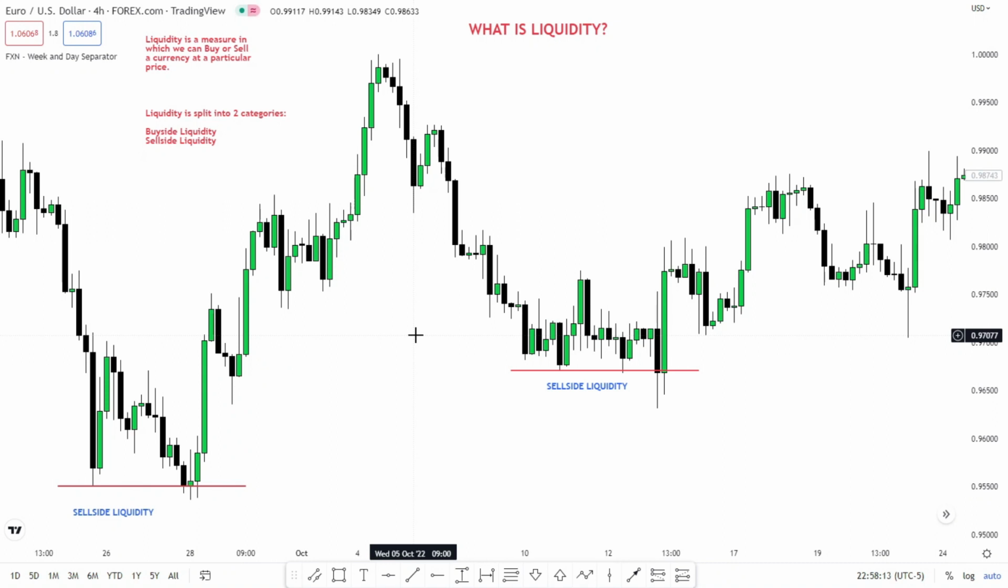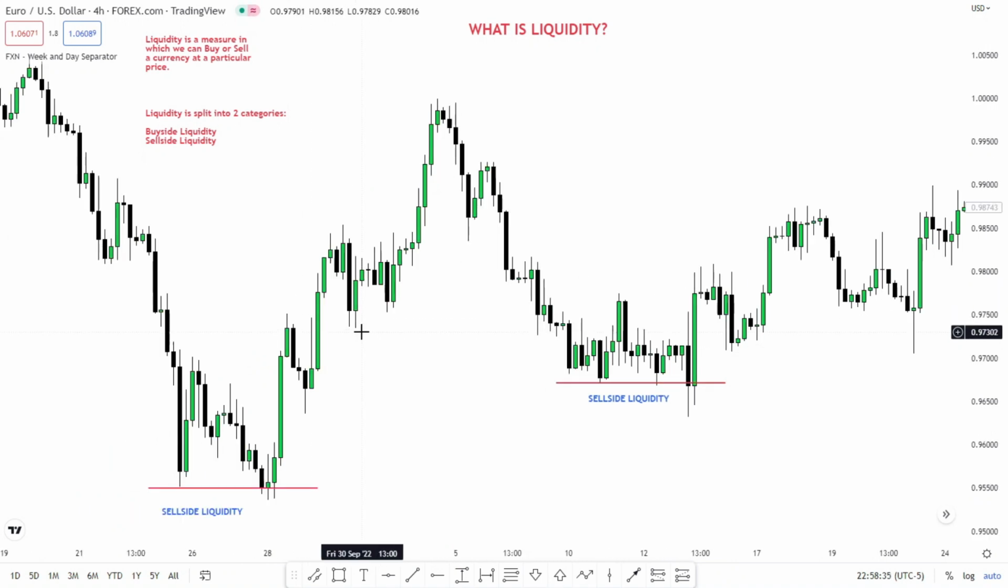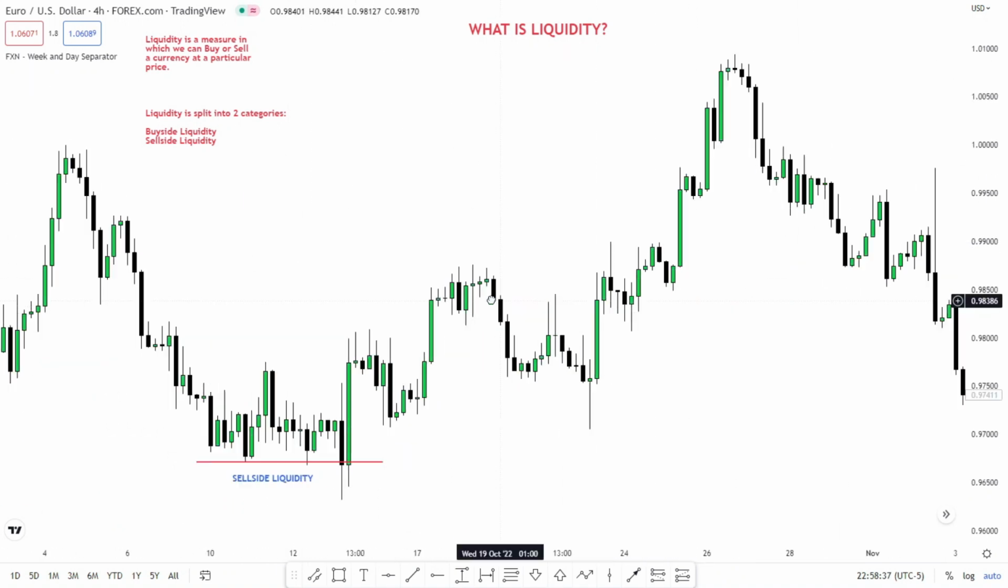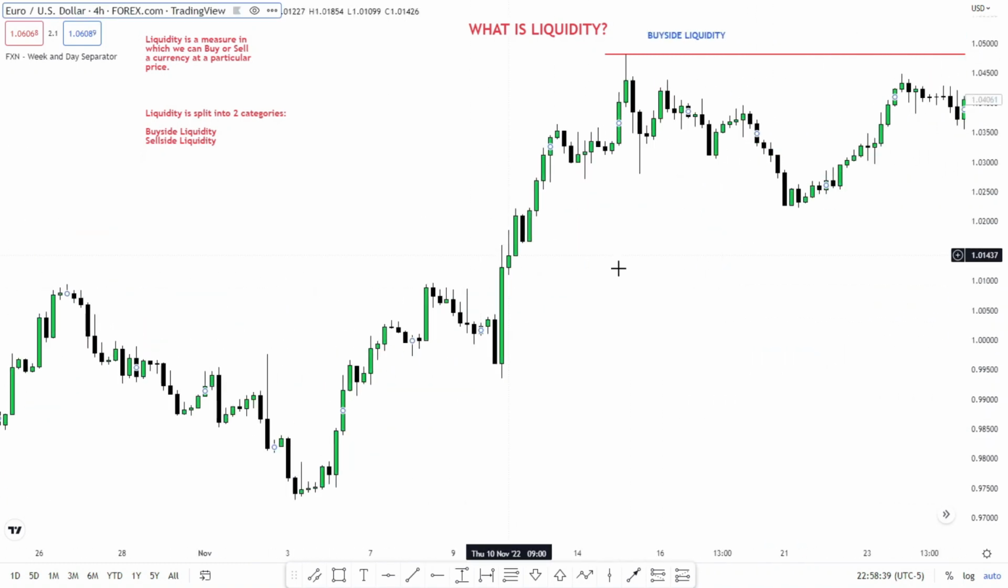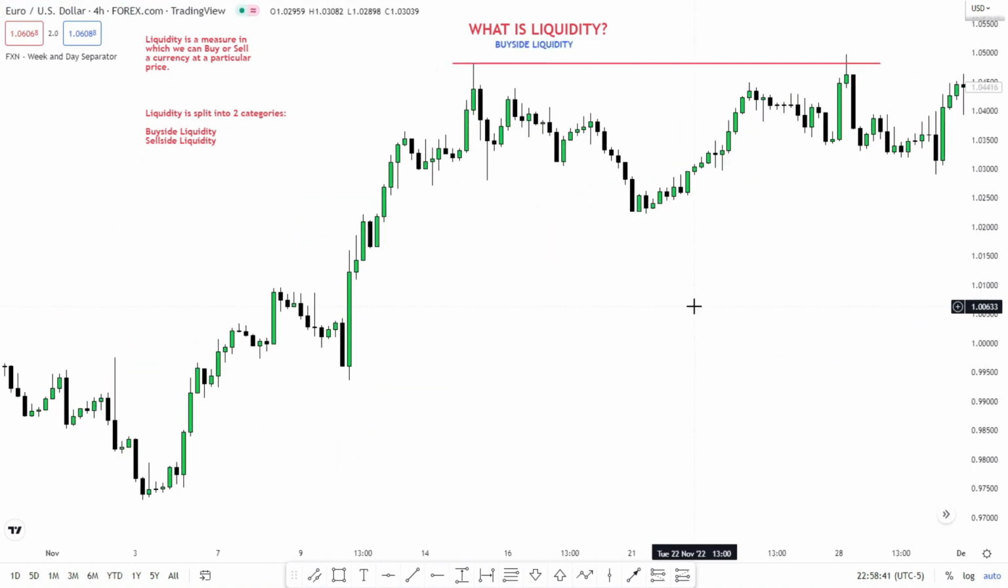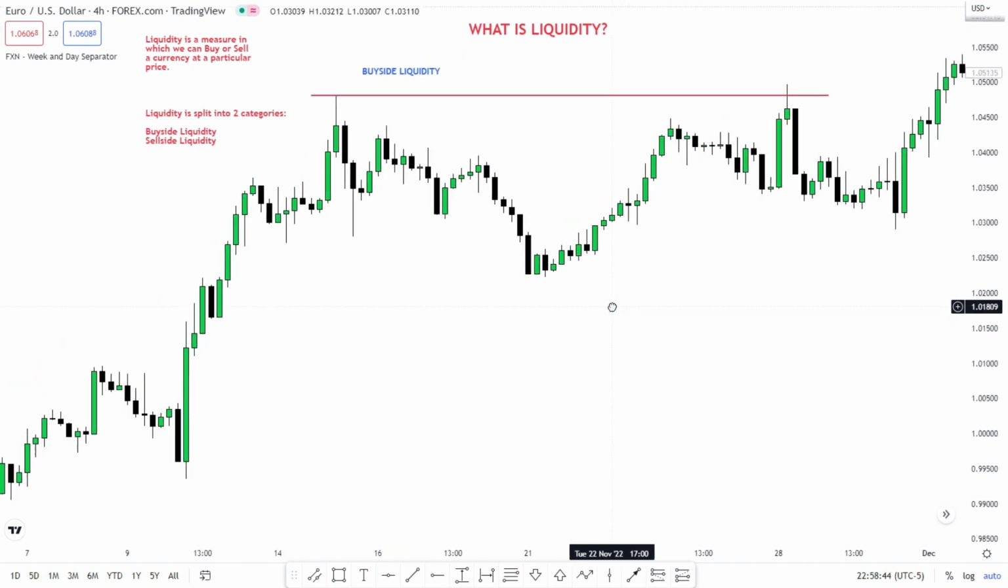When I talk about buy side liquidity, I mean liquidity that rests above the market, usually at old highs or relative equal highs, where smart money will pair this liquidity with their sell orders once it is taken out. Let's look at buy side liquidity first. This is an example of buy side liquidity.